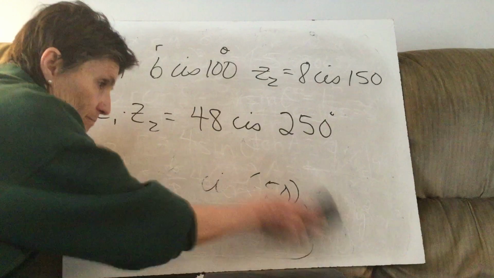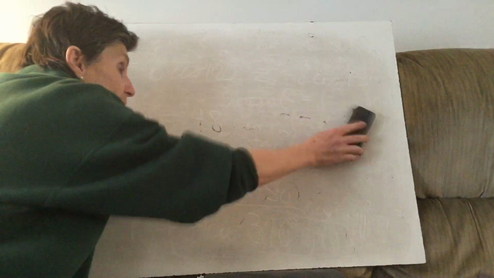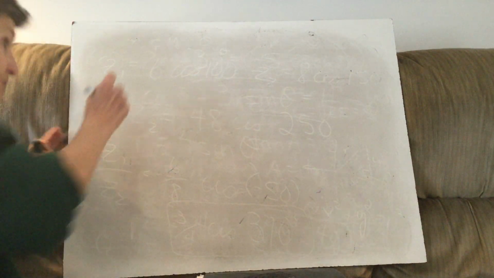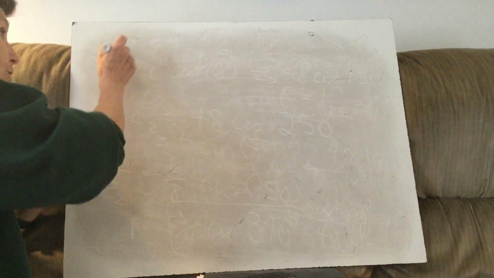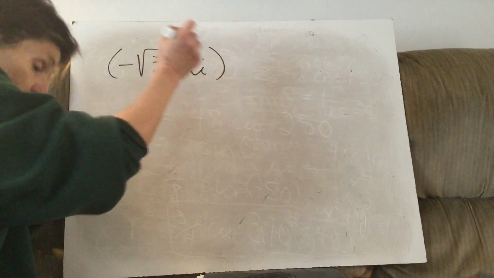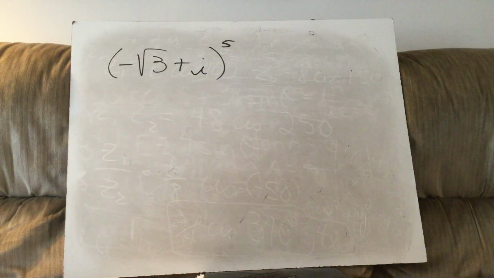Believe it or not, we don't have much to go on this practice test. Okay, so we're going to answer in polar form. So we have negative root 3 plus i, and we're going to take it to the 5th power.